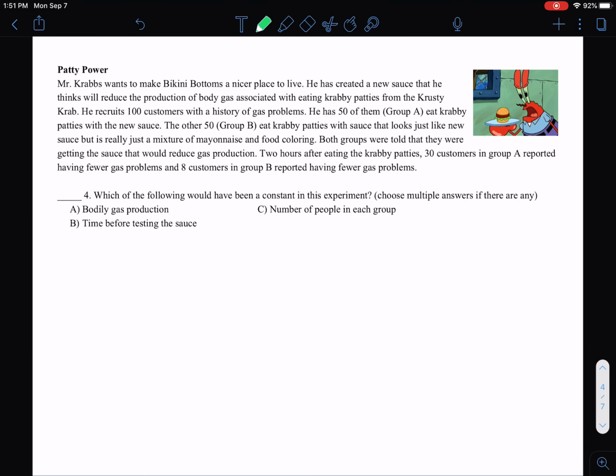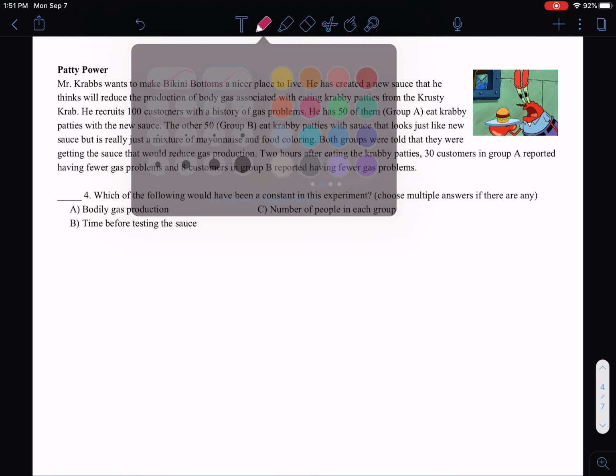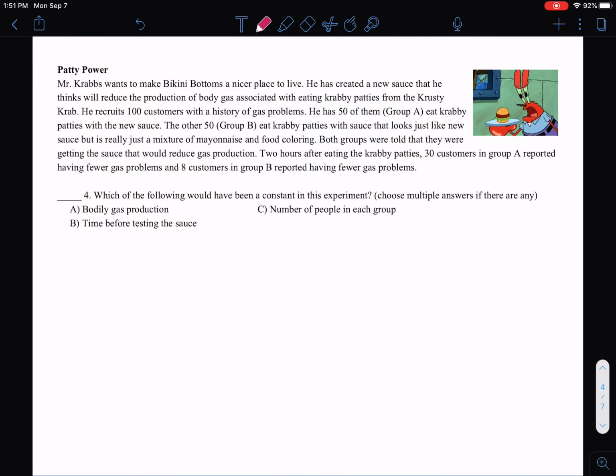Which of the following would have been a constant in this experiment? So what's something that would have stayed the same for both groups throughout the entire experiment?